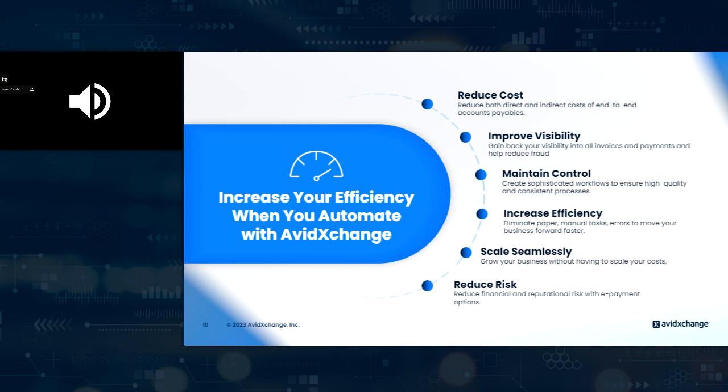So when you automate with AvidXchange, you're going to be able to reduce your costs, both the direct and indirect costs, by having that end-to-end automated accounts payable process. You'll also have the ability to earn rebates when you send qualifying transactions through the Avid Payment Network, and those rebates can offset or even exceed the cost of using AvidPay. You're going to gain back visibility, being able to access all the invoices and the payment statuses. Plus, you're going to have more timely job cost reporting.